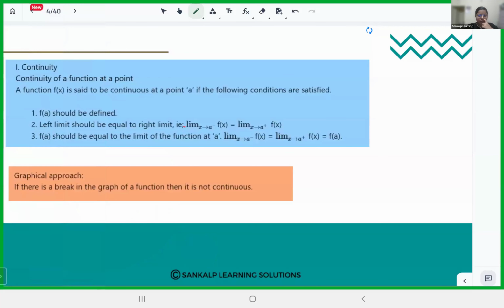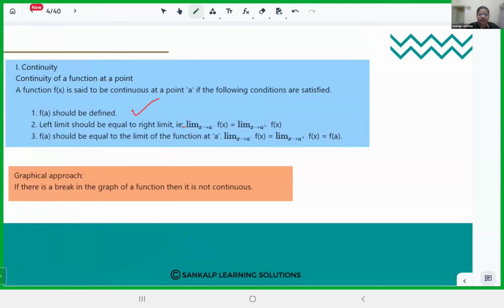So, the first point is, what do you mean by continuity, right? So, we have defined the continuity of a function at a point. What do you mean by continuity of a function at a point? At a point means, let that point be A. So how can you say that the function is continuous at the point A? What are the conditions? I hope everybody knows all those things.